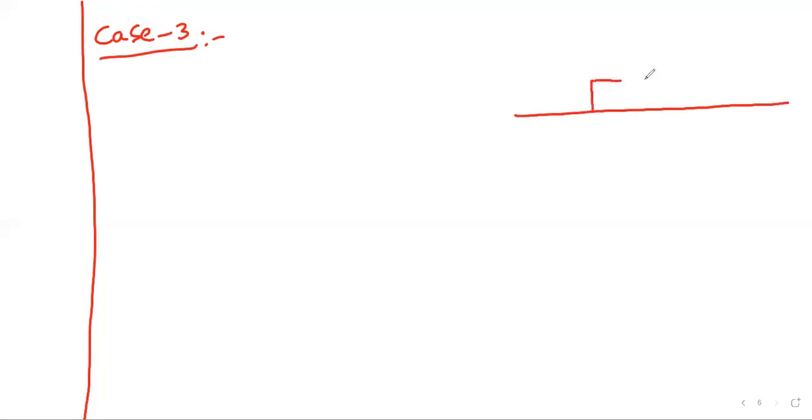Suppose the same situation: we have a horizontal surface, on which a 2 kg object is placed, having a coefficient of friction of 0.25.